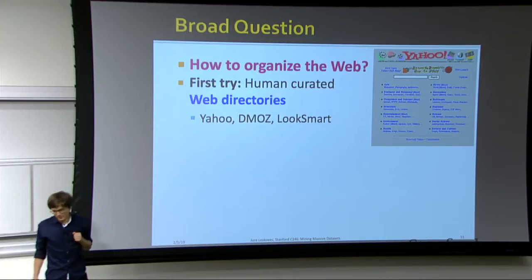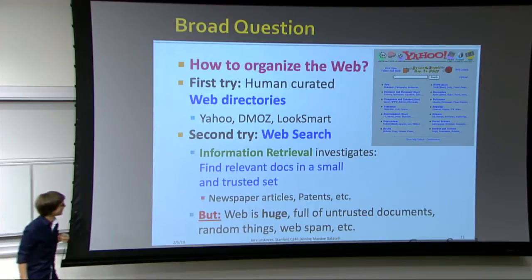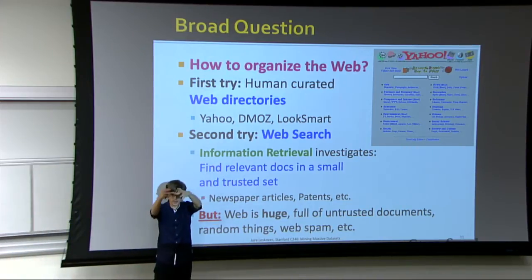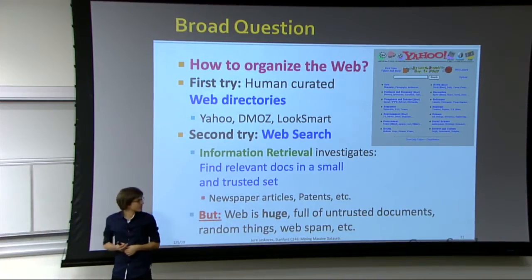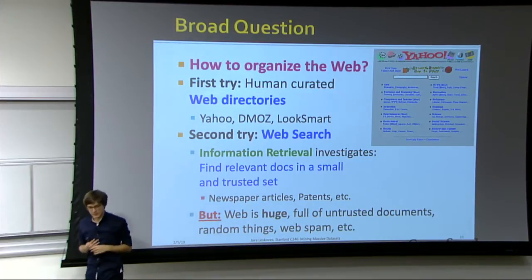People tried to do that until Google came and said web search is the right way to do it. Rather than trying to organize the entire web in human curated categories, let's come up with a search bar that will allow us to search documents.